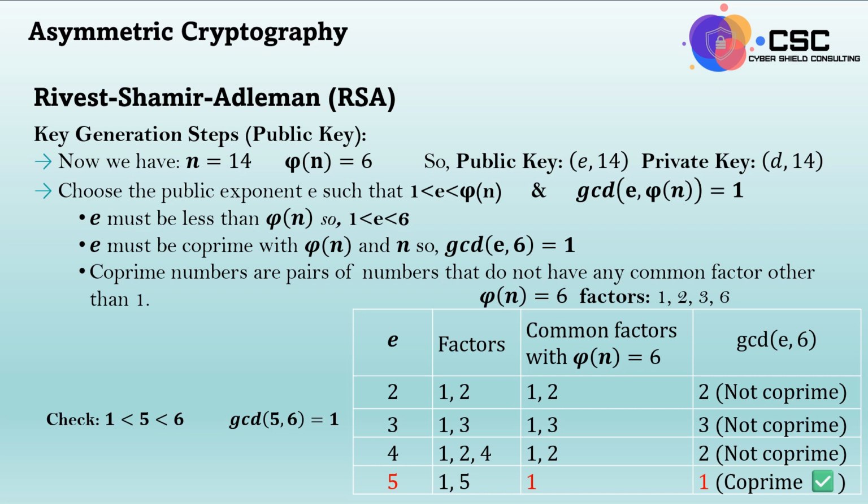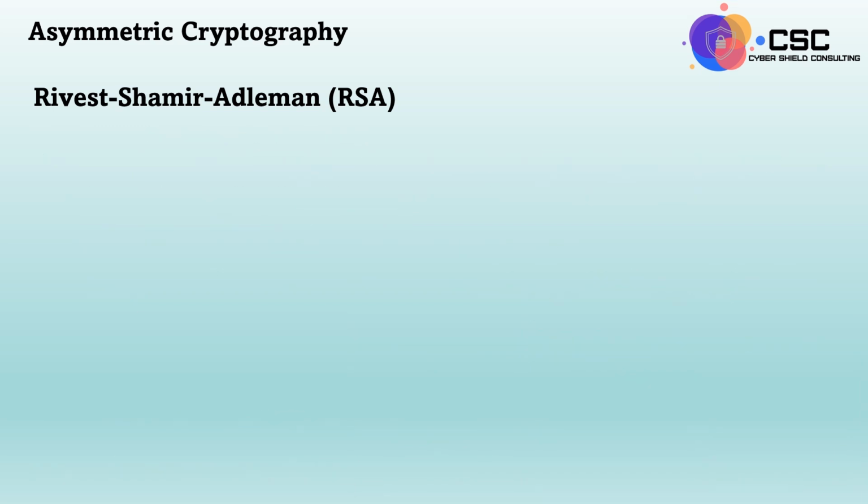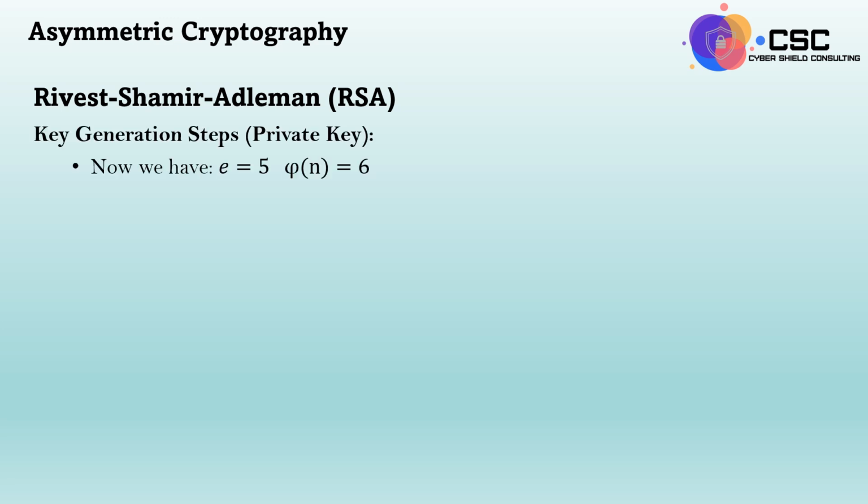Next, we will calculate the private exponent d using the modular inverse of e mod totient. And here we see e equal to 5. So for the public key, now I have e and n: 5, 14. This is the pair I'll use for my public key. Now that we have selected e equal to 5 and we know the totient equals 6, we can move on to the next step, calculating the private key exponent, which is d.